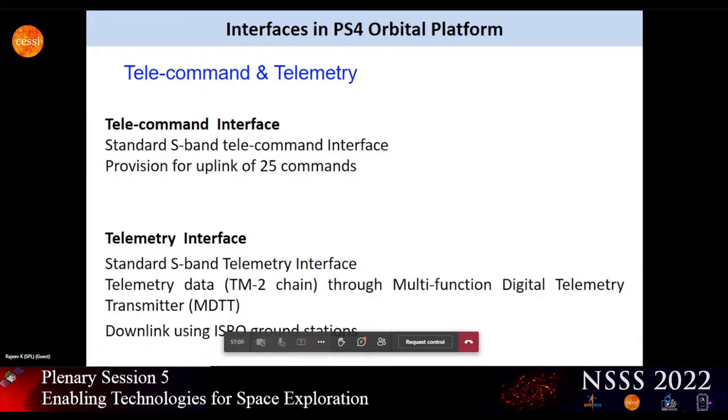It will be downlinked to the ISRO ground stations where the data will be received, deciphered, and given to the user. And the importance of the telecommand is that, in addition to the operation of PS4, some of the payloads will require switch on, switch off, or some other modes of operation, which can be commanded from the ground through the telecommand interface.